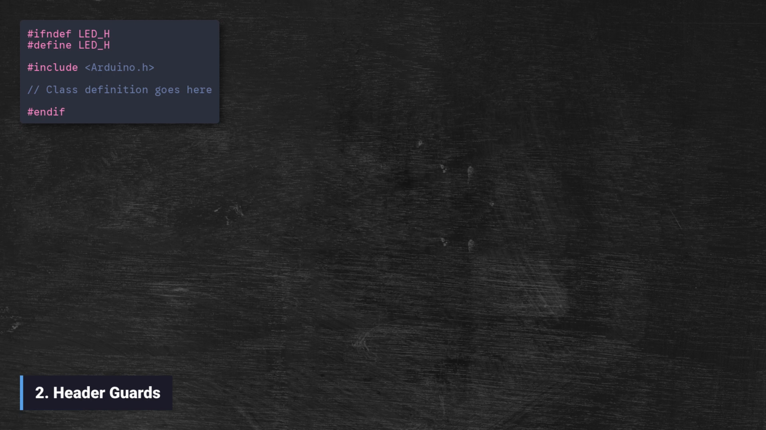Whenever you create a header file, you must use header guards. These preprocessor directives, ifndef, define, and endif, prevent the compiler from including the same file twice, which would cause errors. It's like a safety lock for your code.